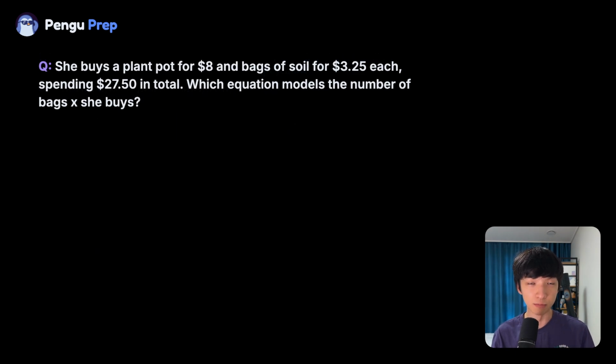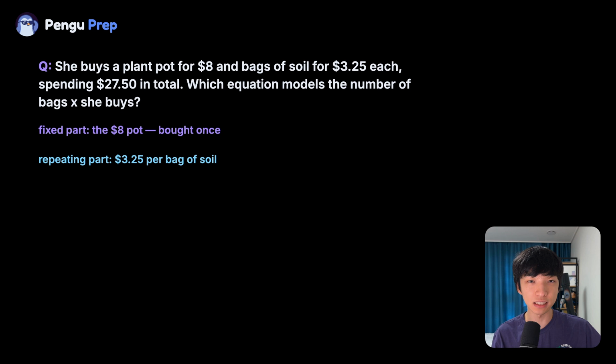Let's look at one more problem. Please pause the video and read this first. Okay, so what's the fixed part here? She paid for the plant pot for $8. That's fixed. So we have 8. What's the repeating part? It's the bags of soil. They are $3.25 each, and she's buying multiple of them. So it's repeating. So this means that the first part of our equation is 8 plus 3.25x.